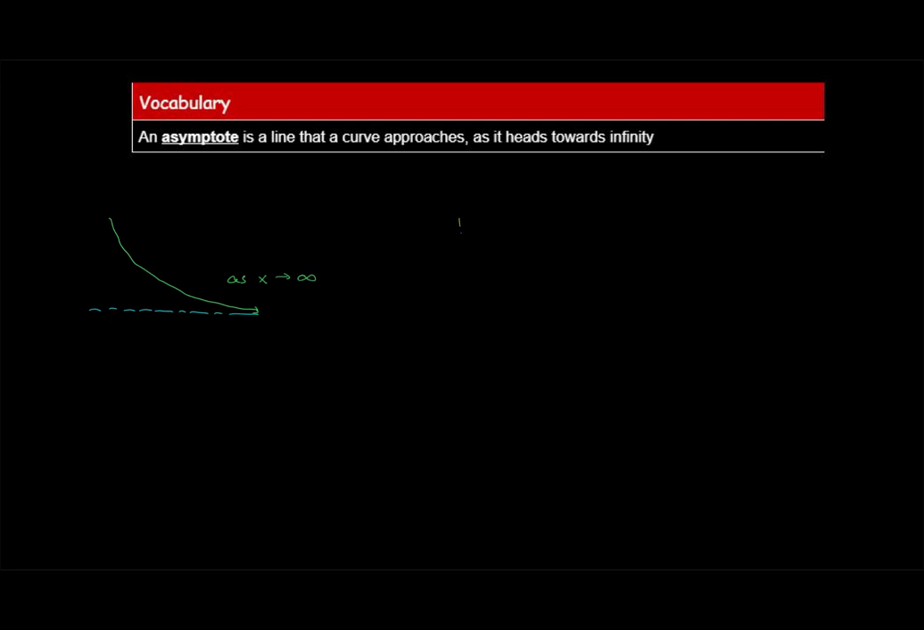However, we also have situations like this where it's approaching an asymptote, but as y is moving towards infinity rather than x. So as one of the variables is approaching positive or negative infinity, the graph is moving in that direction, getting closer and closer to a specific line, but never actually reaching that line or a specific value.